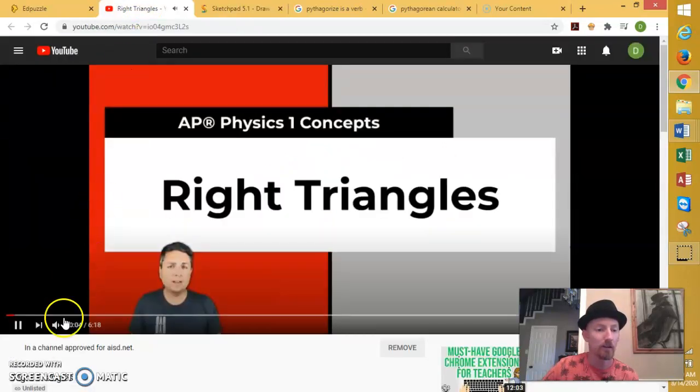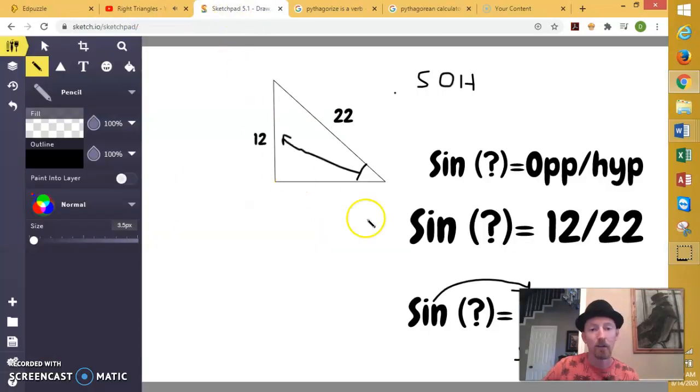AP Physics 1 concepts. I'm just going to start again. It all depends on which side you have. Okay.